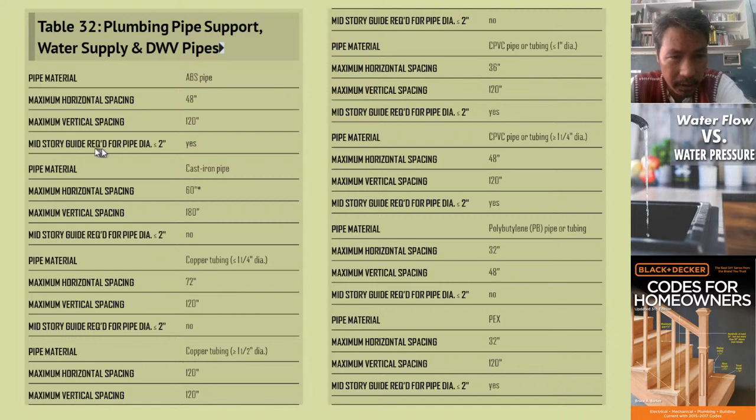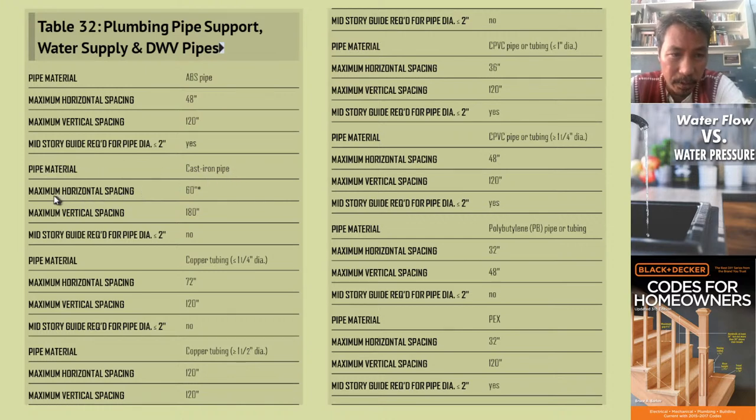Mid story guide required for pipe diameter. So we need a guide for pipes smaller or equal to 2 inches, because they will sag. They will be deformed. If there is no guide, they will be deformed. Bigger pipe can stand on its own. For example, 3 inches, it can stand on its own. 2.5 can stand on its own.